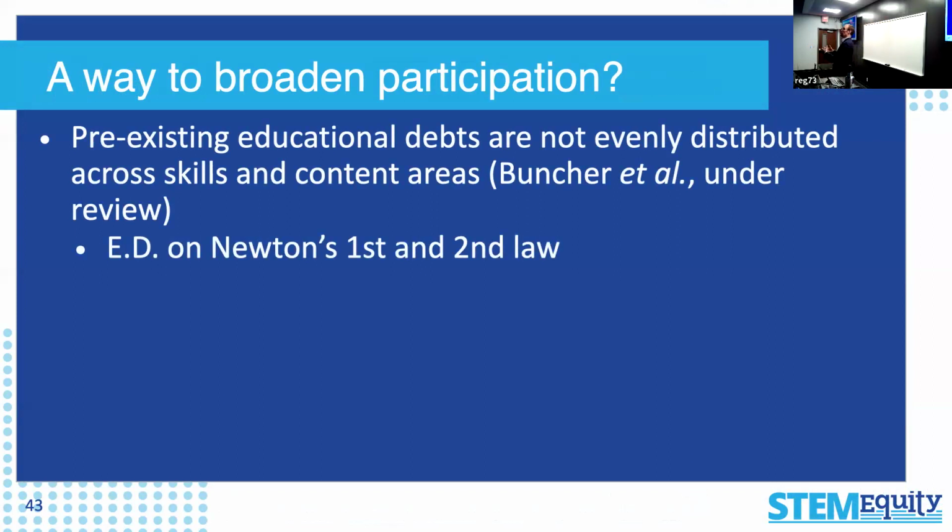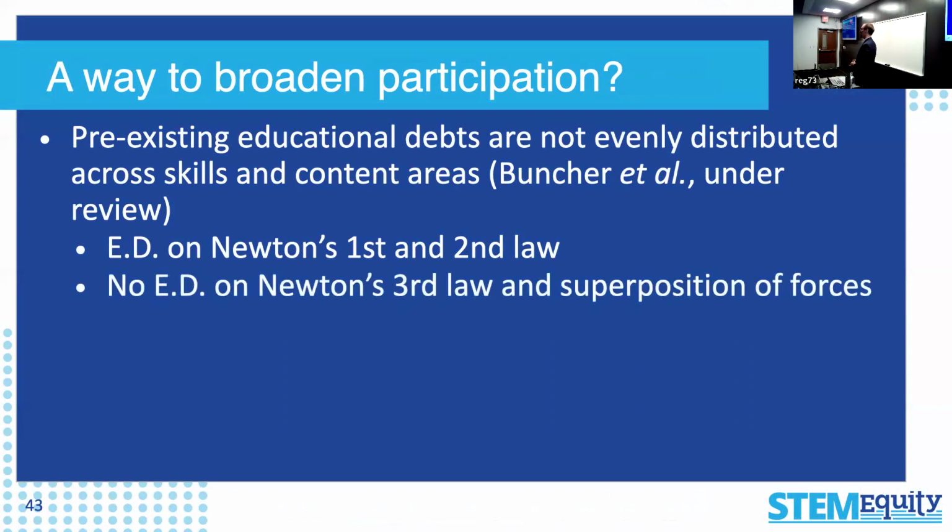So our continuing-generation white men come in with a lot more knowledge about Newton's first and second law than other groups, but they don't tend to come in with a lot more knowledge about Newton's third law or superposition of forces. So if we want to help level the playing field, if we can identify where these educational debts are and hone in on those, we can make it better.